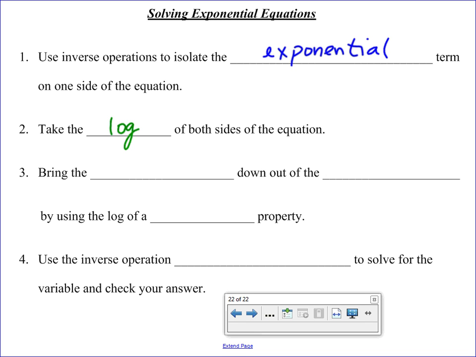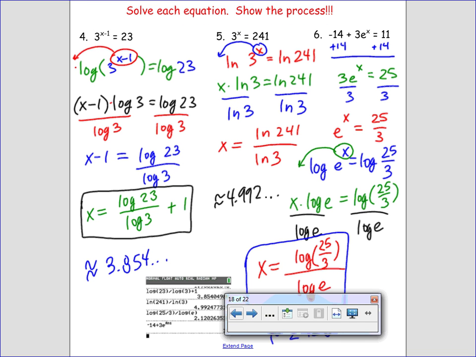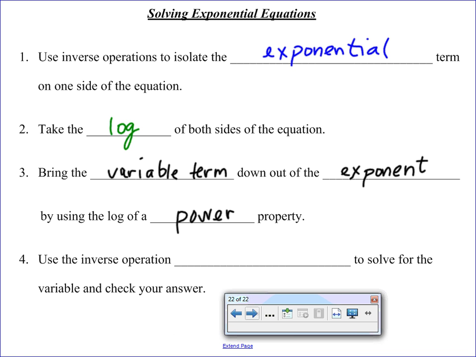So then we can bring the variable term down out of the exponent, by using the log of a power property. And lastly, we'll use the inverse operation blank to solve for the variable and check our answer. So after we've brought it down out of the exponent, what inverse operation can we use? Jackson? After we brought it down out of the exponent, then what can we use to solve for our variable? Yeah, division. So we'll use division as our inverse operation to finish it out. Good job.